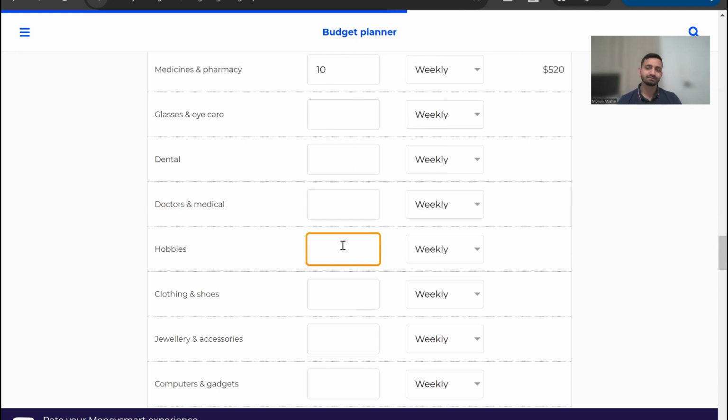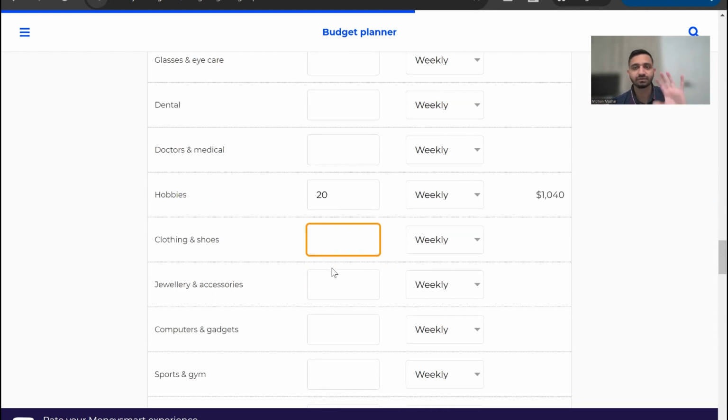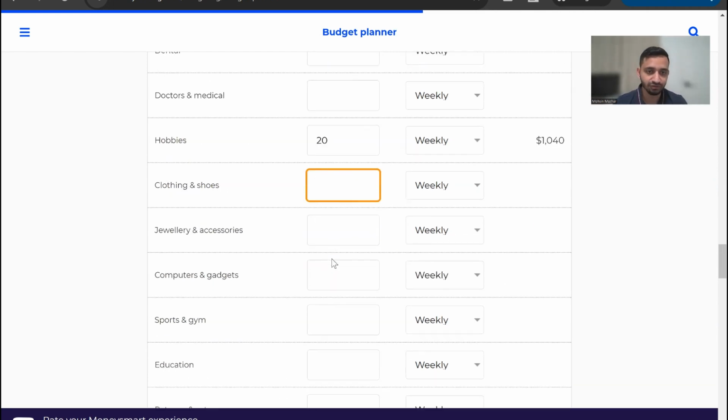Hobbies, you know what? As an international student, you'll have a very stressful life. I'd highly recommend that you have some sort of hobby to get you going. So about $20 per week. It's very decent. It's not a lot. It's about 1,000 a year. You can have a little bit of fun. You should have some hobbies and make sure that you do that.